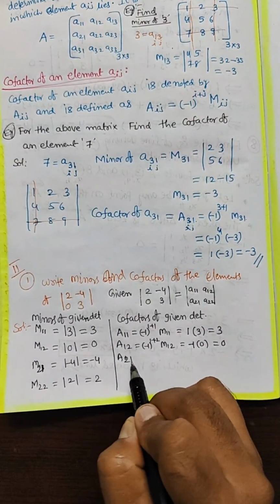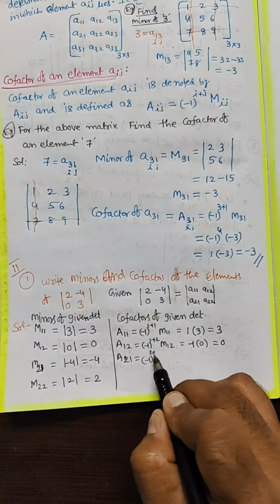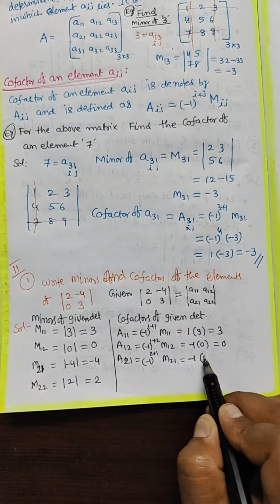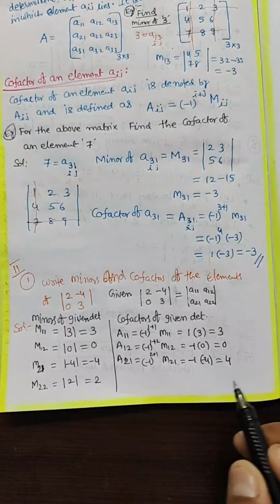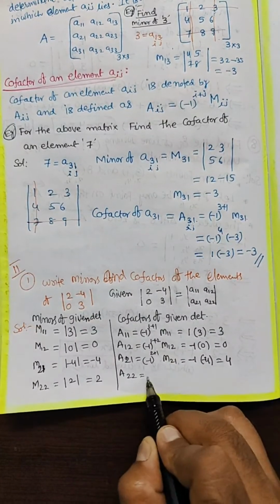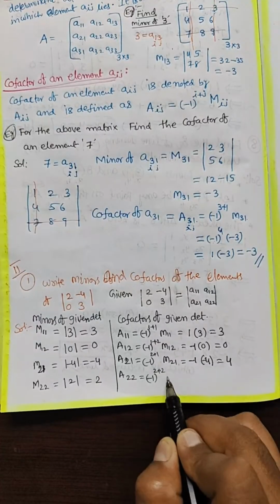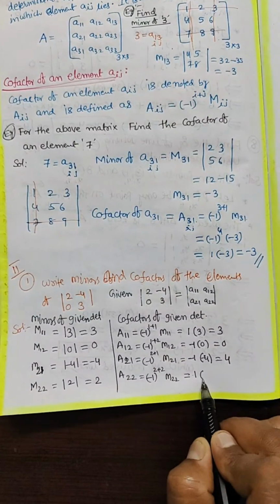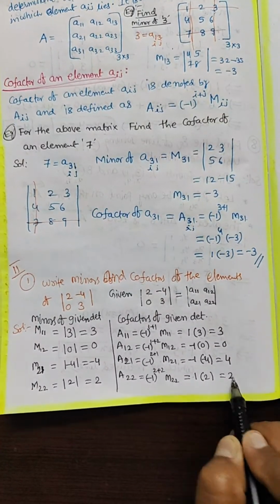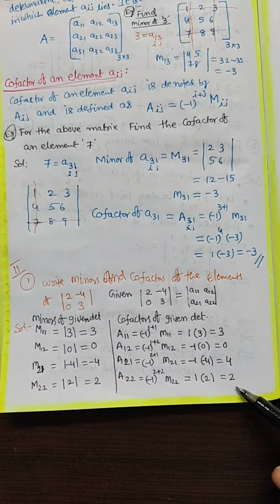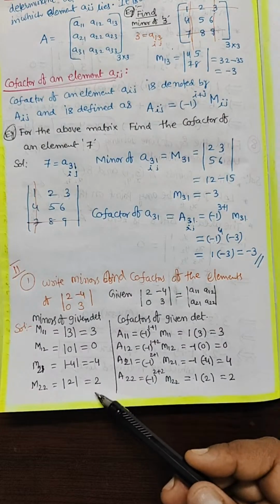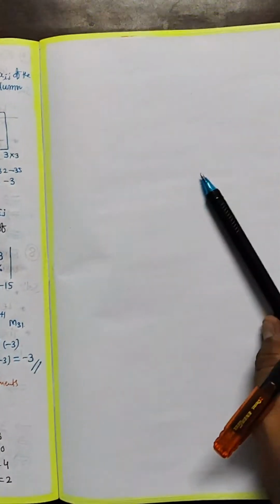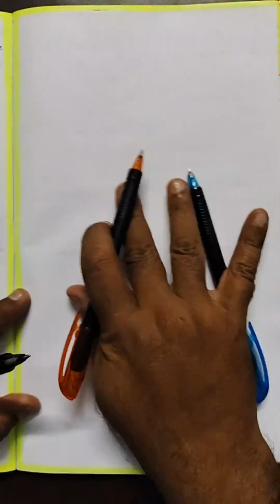Next, A21 is minus 1 whole power 2 plus 1 into M21. Minus 1 whole power 2 plus 1 is minus 1, into minus 4, which is equal to plus 4. Next, A22 is defined as minus 1 whole power 2 plus 2 into M22. Minus 1 whole power even is plus 1, into M22 value 2, that is equal to 2. So these are the cofactors of the 2 by 2 determinant. These are the minors of that element. Similarly, we can find the cofactors of the others.